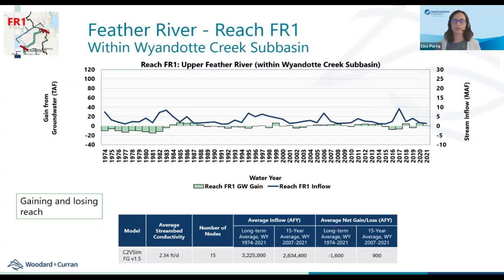Moving to the Feather River, it looks a little different, with different hydrology. It's not as big of a river. We're looking at 2 to 3 million acre feet of inflow into the river. And here, the interaction between surface water and groundwater is not as big. This reach is gaining and losing over time, depending on drought years and wet years. So it's a little more reactive, but it has a lot less flow in it. The interaction is felt maybe faster, but the volumes are lesser.